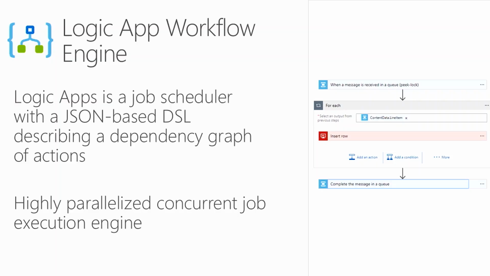Something to think about for your Logic App. Logic Apps is our workflow as a service in Azure, but it may not behave as you may think of regular workflows. So typically people think of workflows, first do step A, then step B, then step C, and you have conditions and loops, et cetera, and it's a forward chaining type of process. Logic Apps is not quite that way, we just make it seem that way. So Logic Apps is a job scheduler with a JSON-based DSL describing a dependency graph of actions.